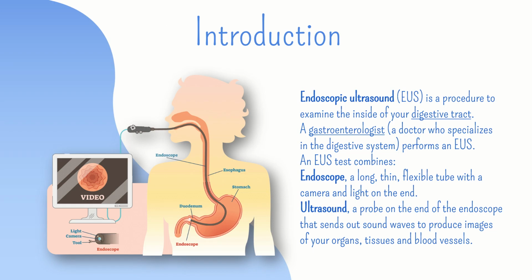So coming to the introduction part, first let us understand what is meant by endoscopic ultrasound system. This is a medical procedure which is generally carried out by a gastroenterologist. In this procedure, the insides of our digestive tracts are examined. This is done by inserting a long, thin, flexible tube called endoscope inside our body through the mouth as shown in the figure. This thin tube contains a camera and light in the end.